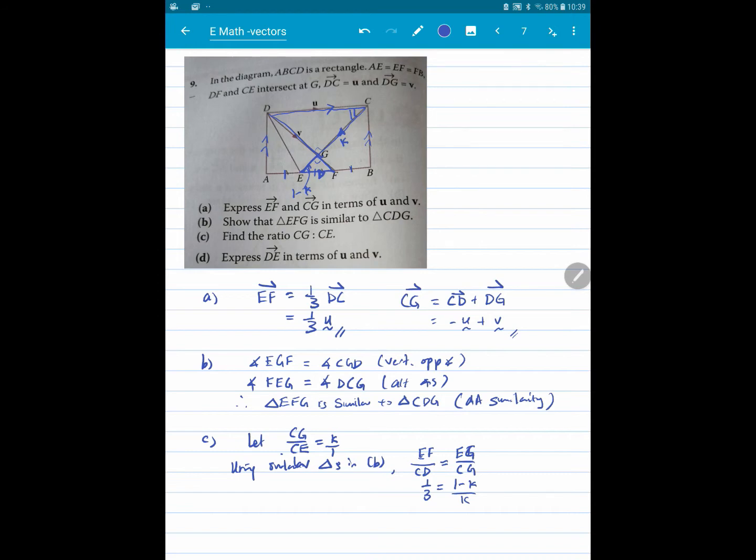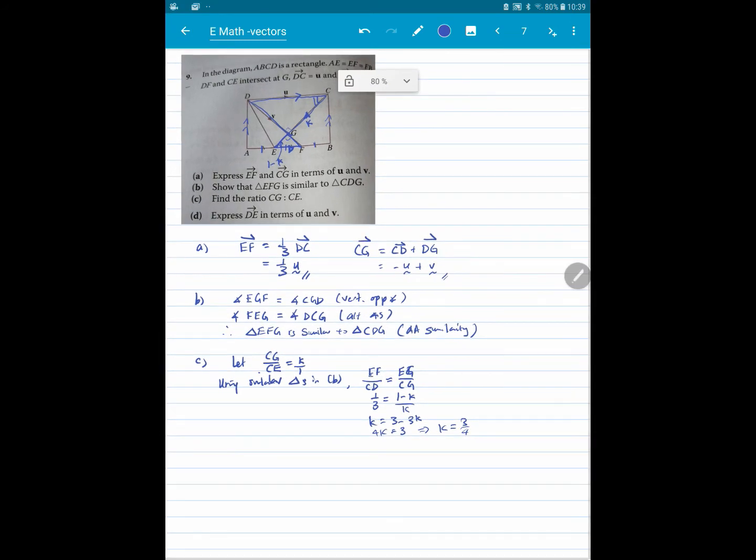So now we can proceed to solve for K. In this case, you'll get K equals 3 minus 3K, 4K equals 3, which implies that K is 3/4. Therefore, my ratio of CG to CE is 3:4. We're going to express this in terms of ratio because that's what the question requires. So there we found our part C.